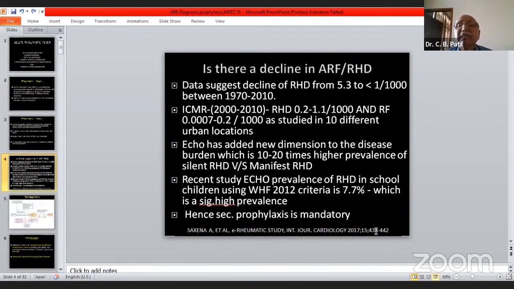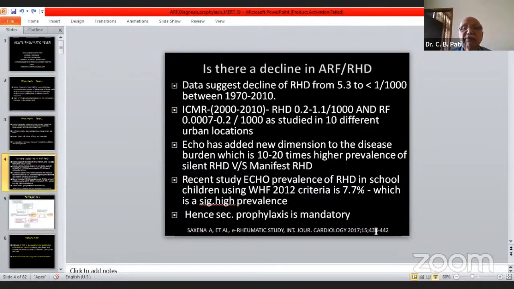Is there a decline in acute rheumatic fever or rheumatic heart disease in India? Data suggest a decline of rheumatic heart disease from 5.3 to less than 1 per thousand between 1970 and 2010. ICMR data between 2000 and 2010: rheumatic heart disease incidence was 0.2 to 1.1 per thousand, and rheumatic fever 0.0007 to 0.2 per thousand, as studied in 10 different urban locations.